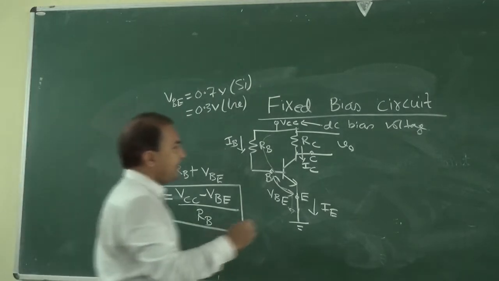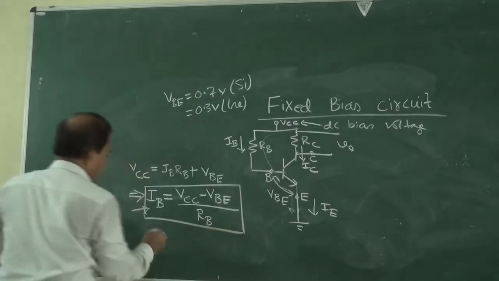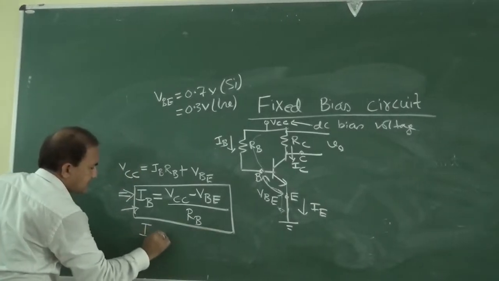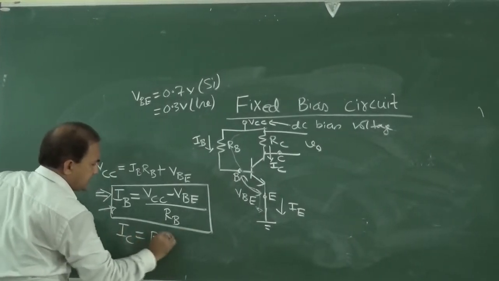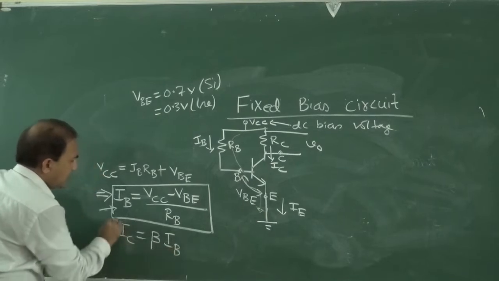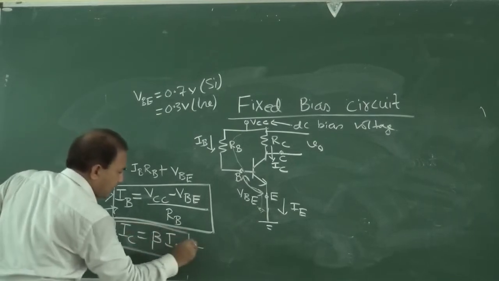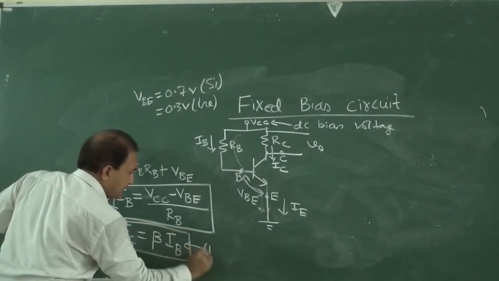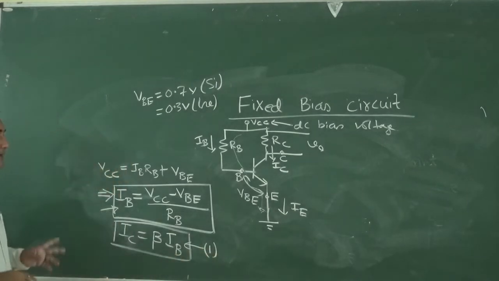From IB we can determine IC. IC is equal to beta times IB. So we can determine the value of IC, the first operating point.